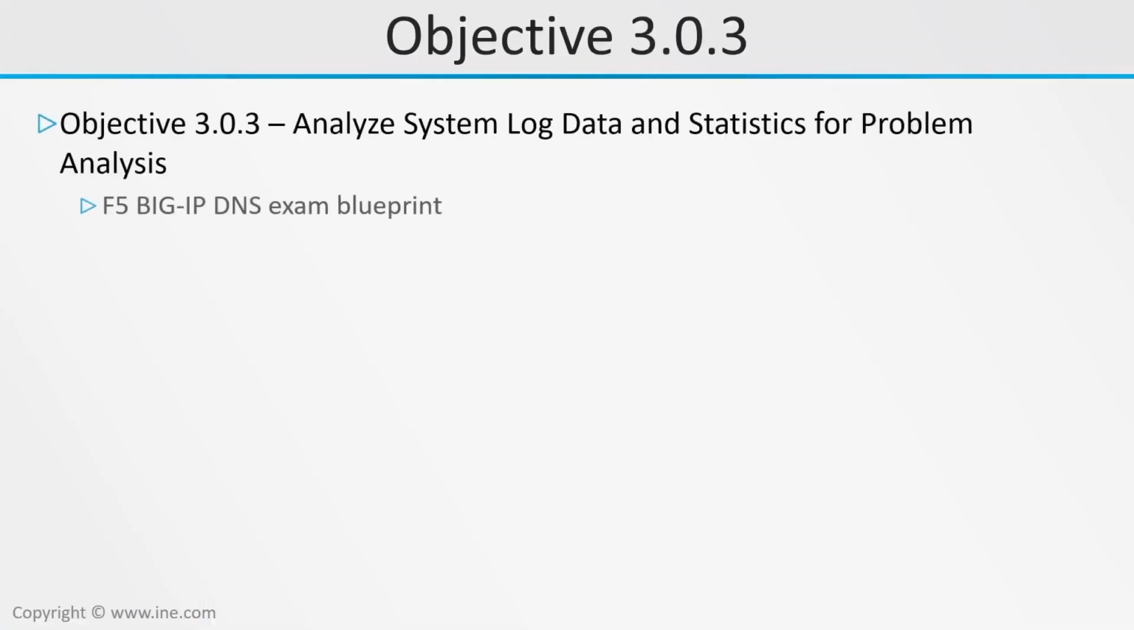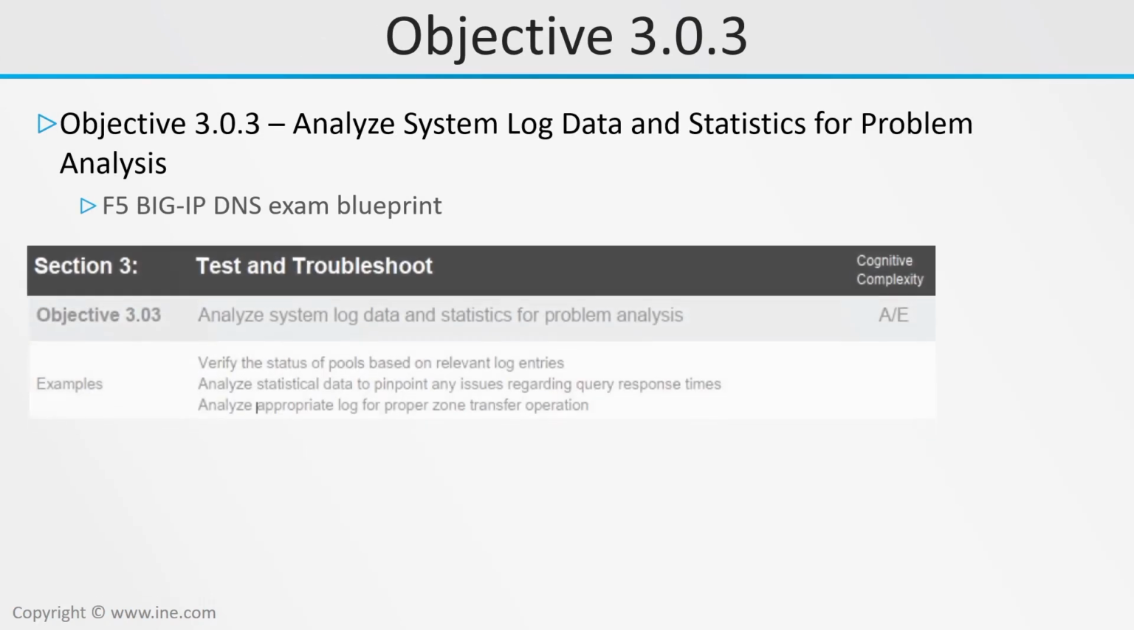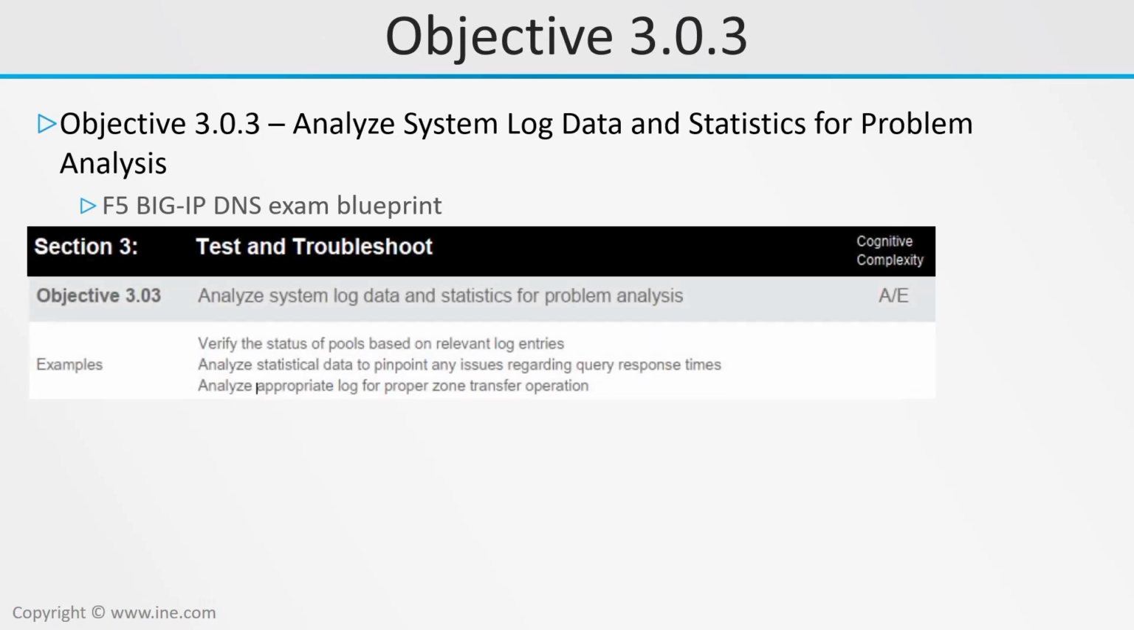Alright, so if we review our DNS exam blueprint, Objective 3.03 states to analyze system log data and statistics for problem analysis. Some examples are verify the status of pools based on relevant log entries, analyze statistical data to pinpoint any issues regarding query response times, and then analyze appropriate logs for proper zone transfer operation. Okay, so how can you verify the status of GTM pools?